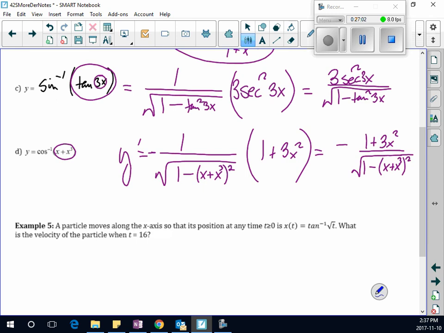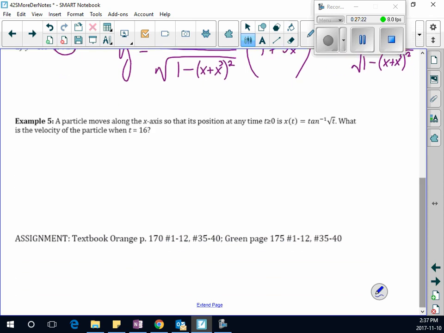Okay. Another particle motion one. You'll see particle motion ones coming up a lot. Everybody knows the basics of particle motion. The derivative of the displacement is velocity. The derivative of velocity is acceleration. So it says a particle moves along the x-axis so that the position at any time t greater than or equal to 0 is x of t equals the inverse tan of the square root of t.